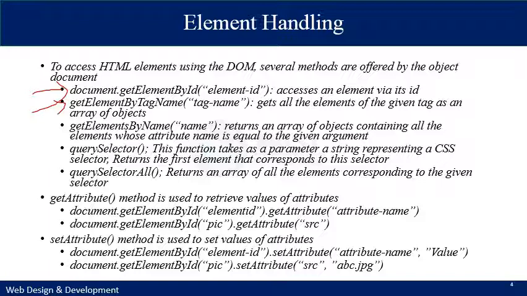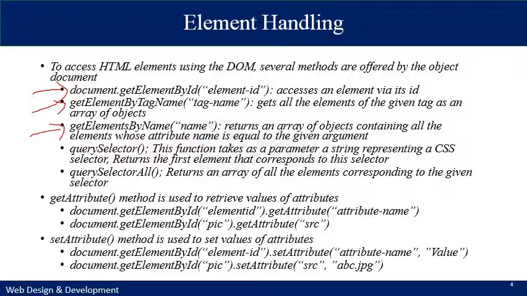Similarly, if you want to get elements by name, you can specify the method getElementsByName and then specify the name of the elements. It will also return an array of objects containing all elements whose attribute name is equal to the given argument. The querySelector method returns the first element that corresponds to the selector.